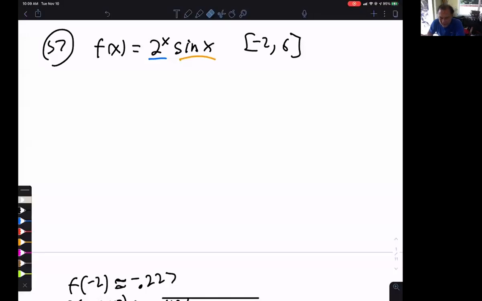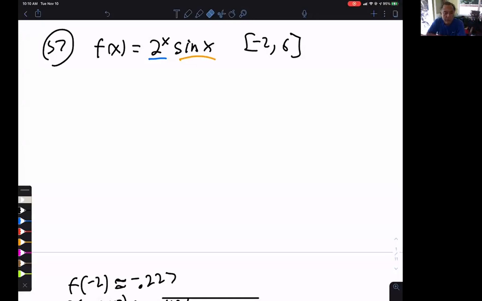All right, this is chapter 4, section 1, number 57. This one, the calculus part's easy. It's the algebra and trig part that's going to throw some of you off. So let's do this. On 57, what are they asking for? Let me read the instructions. They're asking for critical points and absolute extreme values.